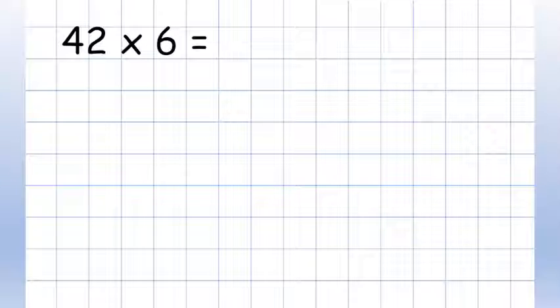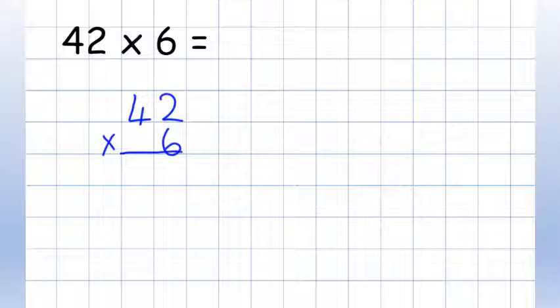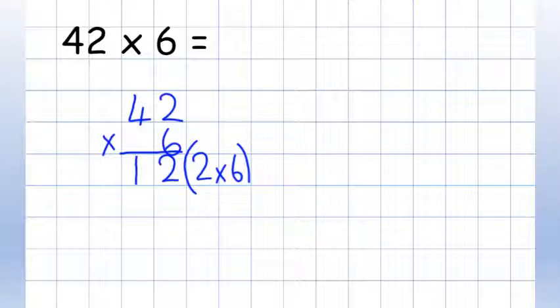Let's refresh those memories then. First job is to line up my calculation correctly. 42 times 6 goes in the ones column because it's a ones number. 6 times 2 is going to be my first calculation. I'm writing it incorrectly because it's actually 2 times 6, isn't it? Because the multiplier is the 6. And 2 times 6 is 12.